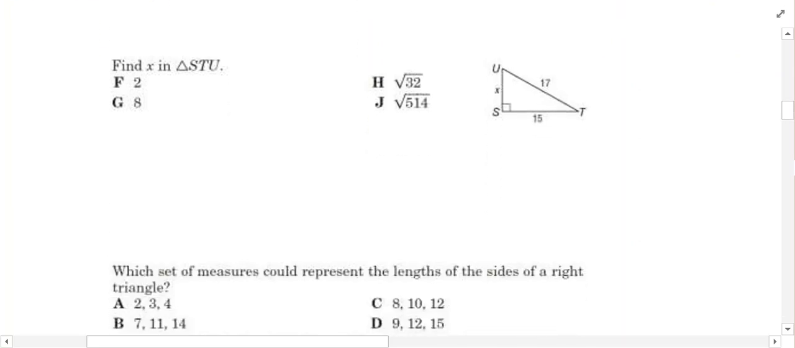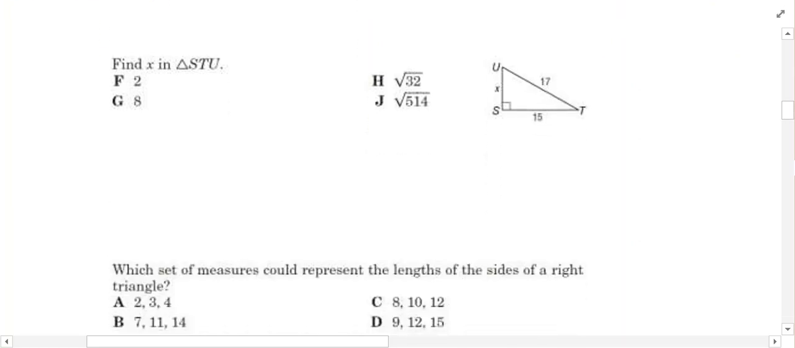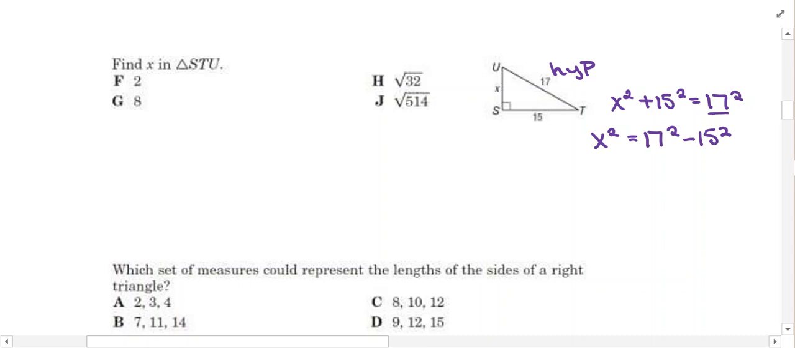And problem number 2. Again, we have two sides. We have 15 and 17. 17 is the hypotenuse. So it would be x squared plus 15 squared equals 17 squared. Because this is the hypotenuse here, I would subtract 15 squared from both sides. And I would have x squared equals 64. Take the square root of both sides, and I would have x equals 8.